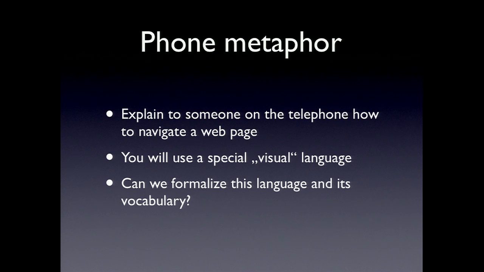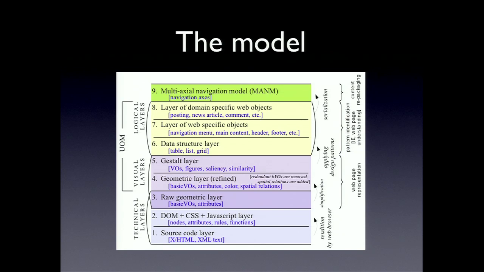So this is what inspired us as well, that there's some kind of visual language that you use on the phone. And what we would like to strive for, and I don't say that we accomplished it, is to come closer to this kind of language that they speak on the phone. So how can we formalize it? What we came up with is a model that's grouped into 9 layers.